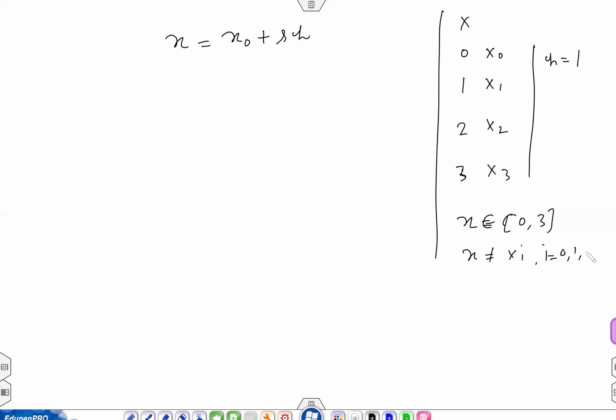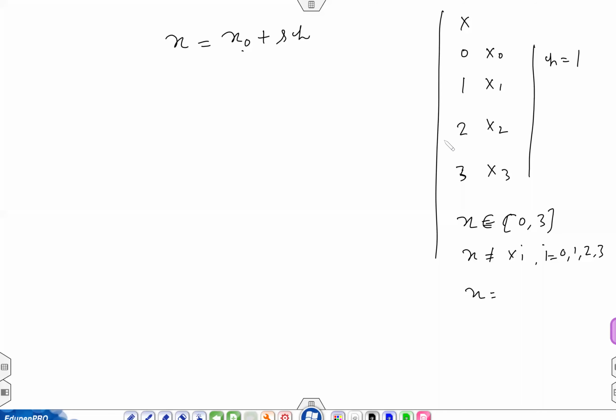Okay, ठीक है, तो x की वैल्यू x1, x2, x3 के इक्विवेलेंट नहीं है. So x will be any point. Suppose x could be any point in between 0 to 1 or 1 to 2 or 2 to 3. So we can write x in term of x0 plus sh.